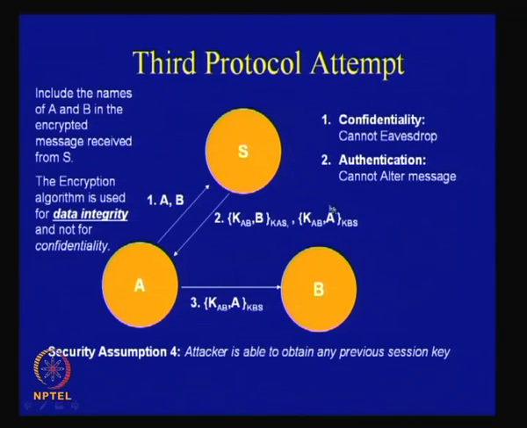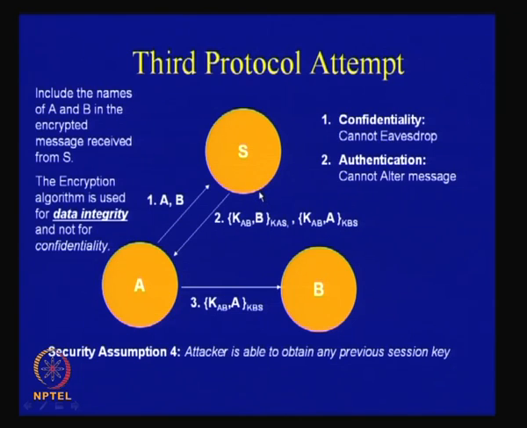So, in this case the idea is that A sends to S again A comma B, but when S sends back a message, it takes this B and A and puts it in the plain text and encrypts it along with KAB. So, you see that the identifier is encrypted along with the session key which has been generated.